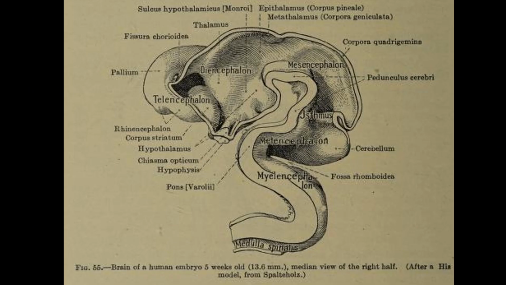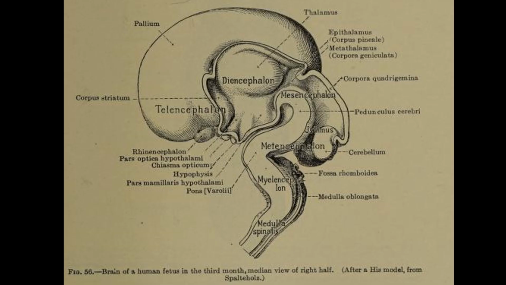This is an old drawing of a 5-week-old embryo, brain, and rostral spinal cord. You can see the diencephalon, thalamus, hypothalamus, hypothalamic sulcus, epithalamus, metathalamus, a term no longer used to refer to the medial and lateral geniculate.